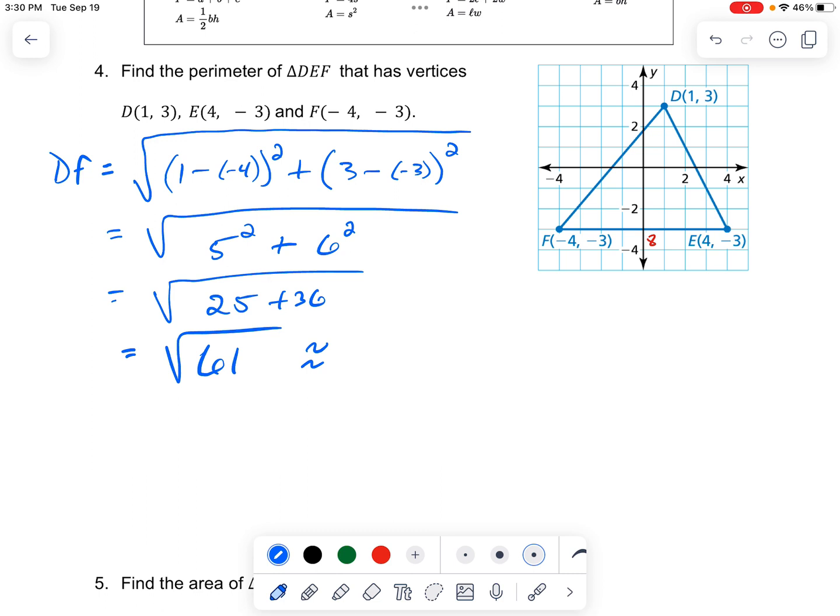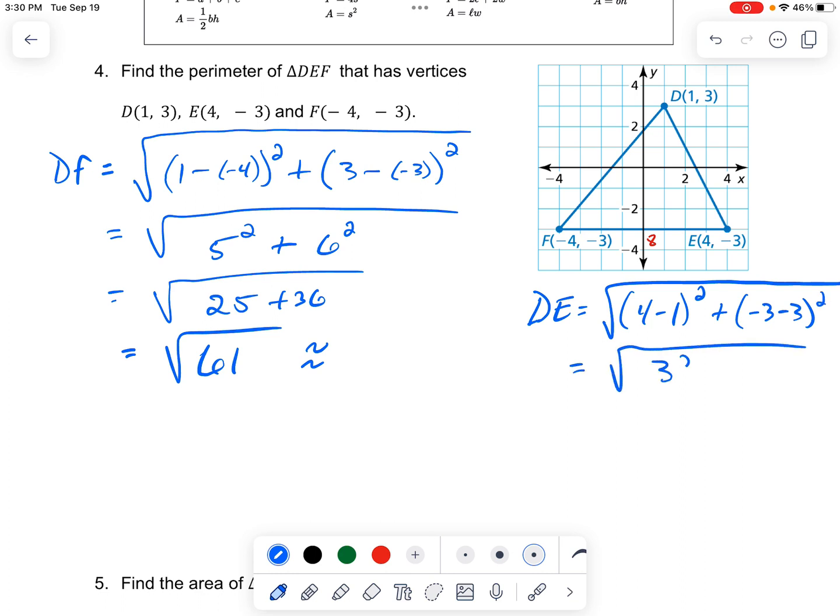DE is the other side that we need. EF we already know. So square root of, for EF, I've got 4 minus 1, and then negative 3 minus 3 squared. Square root of 3 squared plus 6 squared, which is 9 plus 36. Square root of 45. So, let me calculate those numbers real quick. I did not have that handy ahead of time.